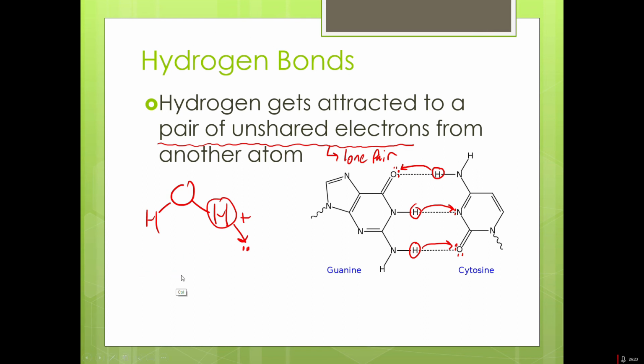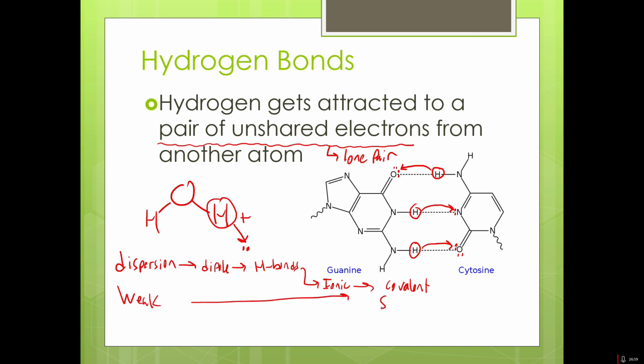As far as which forces are the strongest, the weakest forces are the dispersion forces. They are the weakest, followed by dipole interactions, then hydrogen bonds, then ionic, and finally covalent bonds. Covalent bonds are the strongest because you are sharing the electrons. Ionic bonds can be broken by some dipole forces and some hydrogen bonding as well. And dispersion forces are the absolute weakest. So weak to strong.